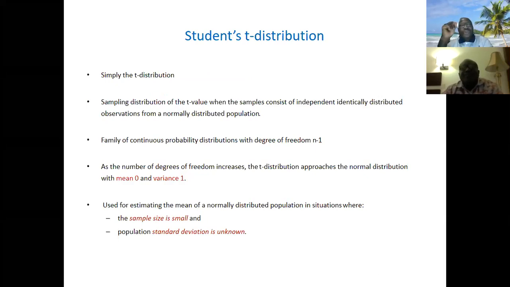Simply, the t distribution we are talking about, the Student t distribution, or you call it t distribution, is the distribution of the t value when the sample consists of independent, identically distributed observations from a normally distributed population. What this is talking about is that when you have two groups that are normally distributed, and you are trying to look at the difference between them, that difference follows a distribution.